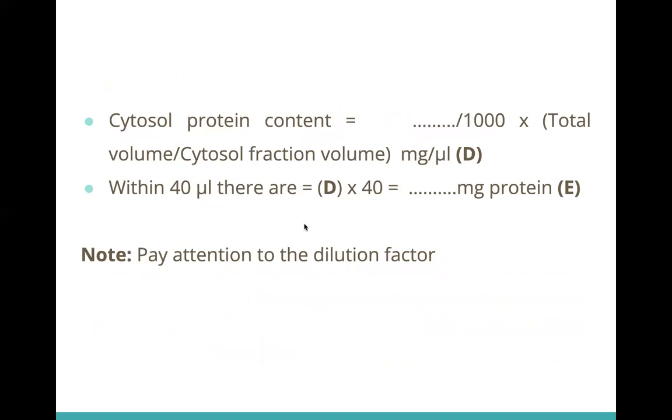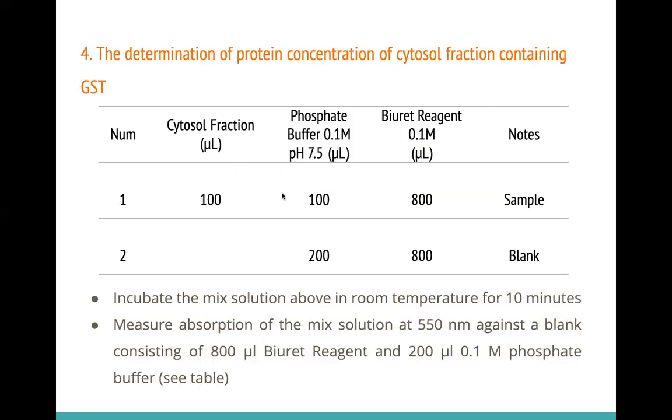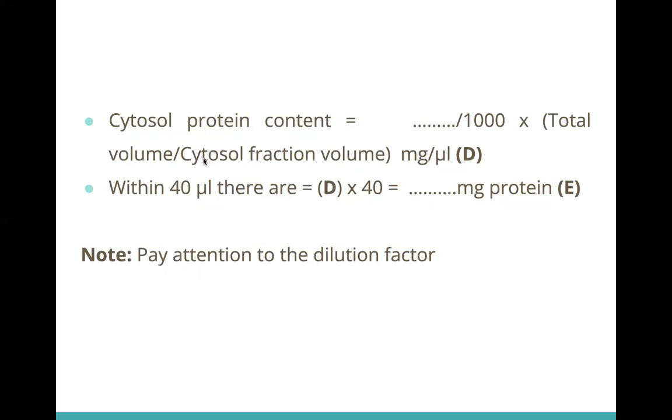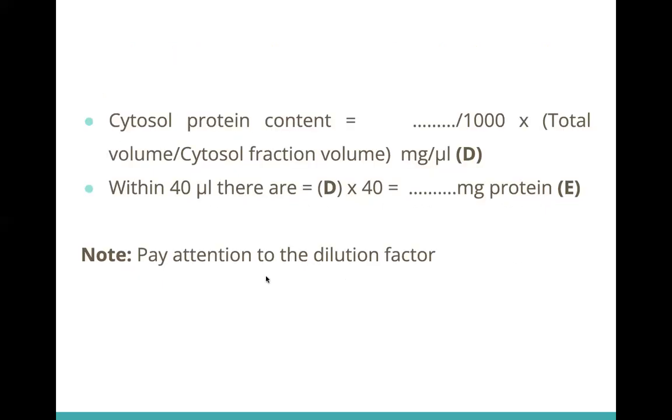And then after you read all of these absorbances, you're going to measure the cytosol protein content, which is the total volume per cytosol fraction, milligram per microliter. You can get this by measuring this one first, and within the 4 microliters there will be some milligrams of protein.